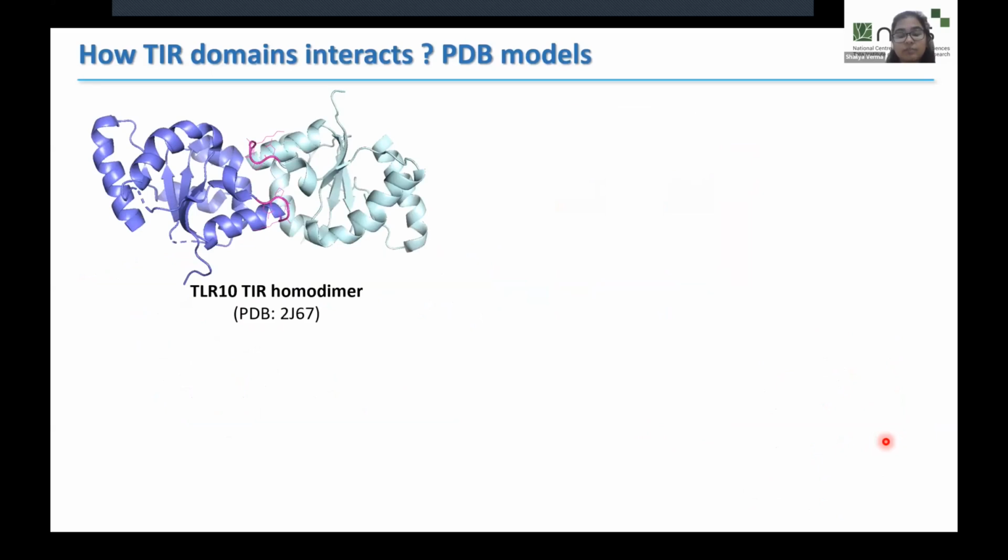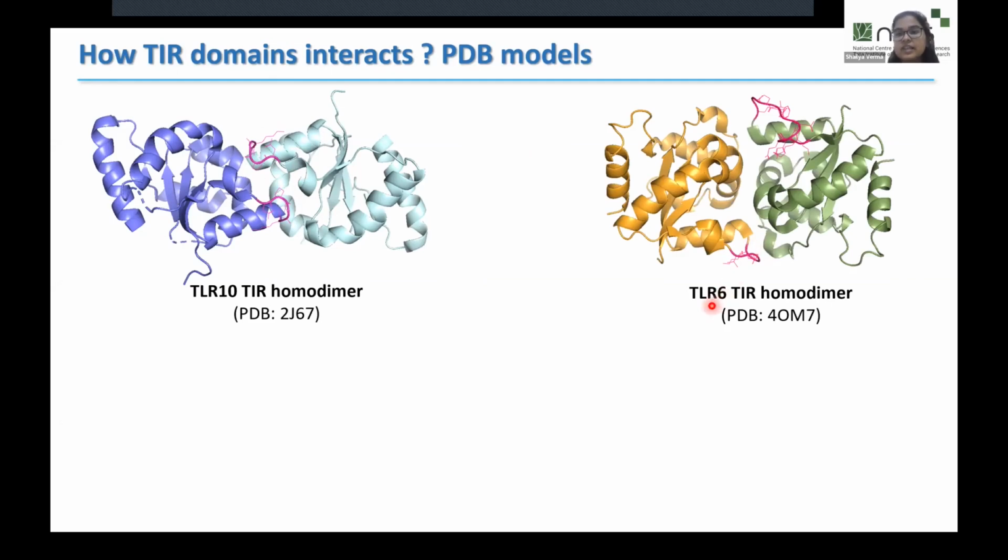So going ahead, we just looked at what are the different PDB models which show how the TIRs interact. So for some examples, this is a TLR 10 dimer, which is from a crystal structure. And we can see the BB loop, which is in pink color, seems to play an important role in the dimerization. And it looks very symmetric if we consider both the monomers. The other type of TLR is TLR 6 TIR. So here if you see, the BB loops seem to be far from each other as compared to TLR 10. And this is also symmetric, but the regions are not the same as in case of TLR 10, but there are different other helices which are important for this kind of interaction.